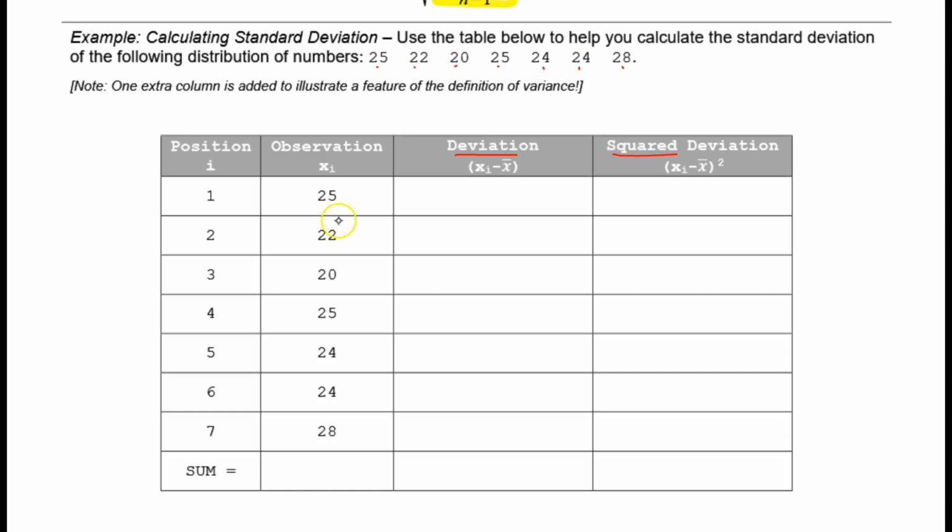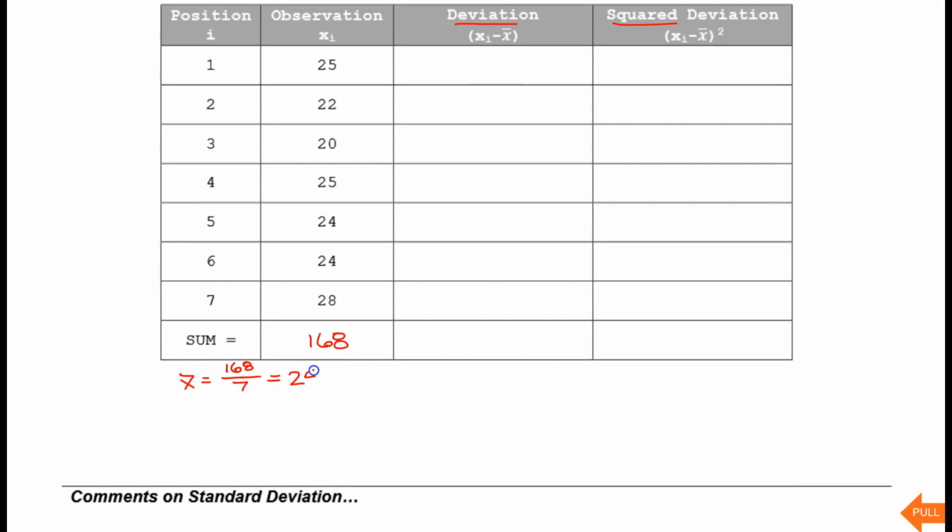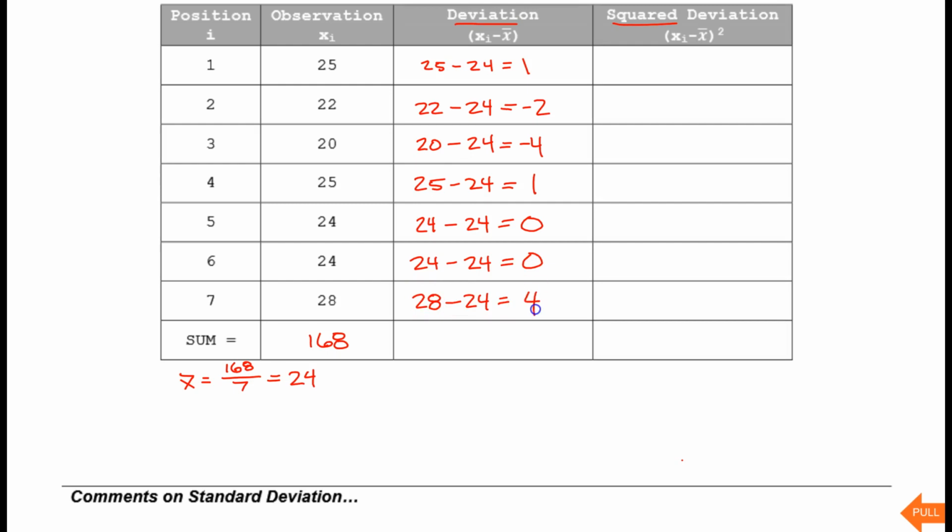Okay, so I'm going to start by adding up all of my observations, and that gives me a sum of 168. Now, I need to calculate the deviation of each observation from the mean, so I need to determine what my mean is. The mean of this data set is 24. Now let's look at the deviations from the mean. There are all the individual deviations from the mean, and if we add all those up, we get a value of 0.